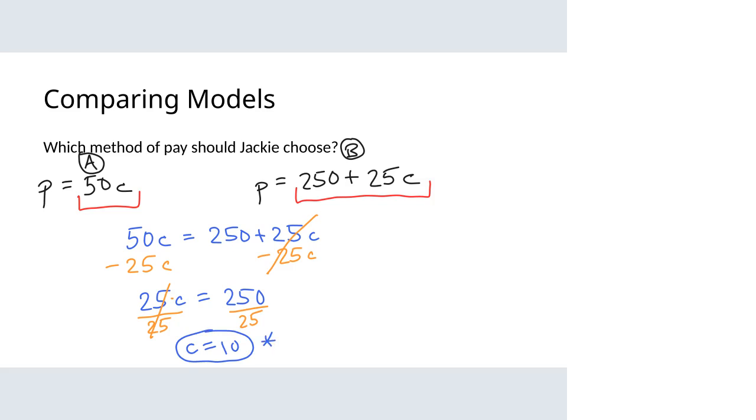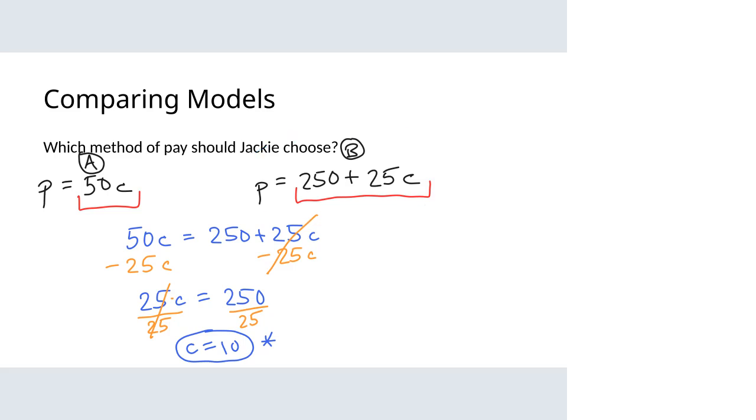It's important to know what this 10 means. What that 10 means is, if Jackie sells 10 computers, then she makes the same amount of money either way. So with that in mind, if we look back over Jackie's history and we see that she normally sells 17 or 18 computers every week, we would probably lead her towards choice A. If instead she only sells 2 or 3 computers every week, then we would lead her to choose option B.